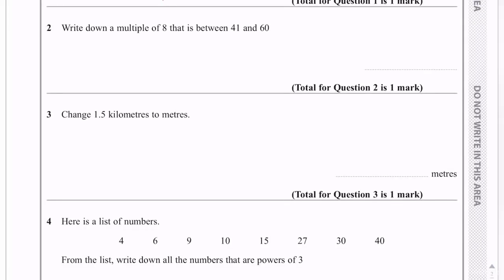Well, 40 is in the 8 times table, so the next one would be 48, and the next one after that would be 56. So we could have either of those two numbers, either would be fine. Let's just write 48 there.